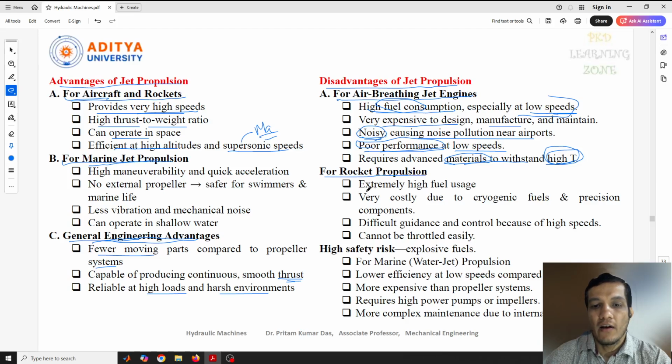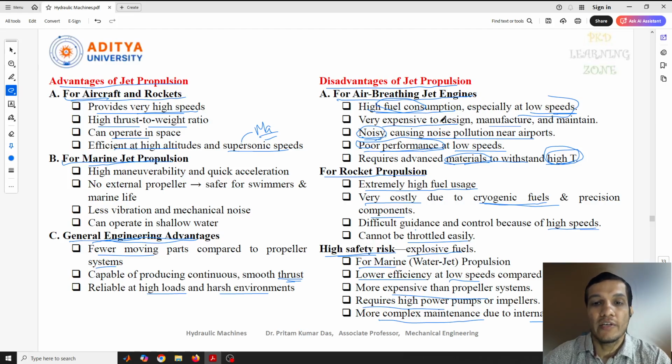And for rocket engines, obviously fuel usage is again more and costly, due to the cryogenic fuels and precision components. Cryogenic fuel is very costly and difficult to guide and control because of the high speeds, and it cannot be throttled easily. For the high safety risk, there are explosive fuels. And for marine propulsion, there is lower efficiency at low speeds, as I already told you, and it is more expensive than other propeller systems. It requires high power pumps and an impeller, and has more complex maintenance due to the internal pump system.